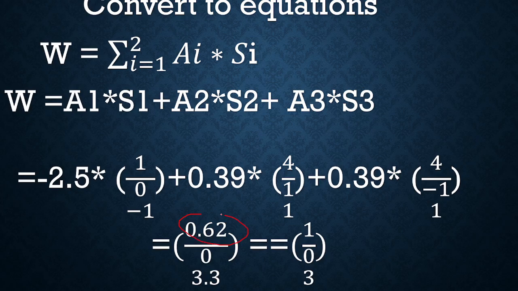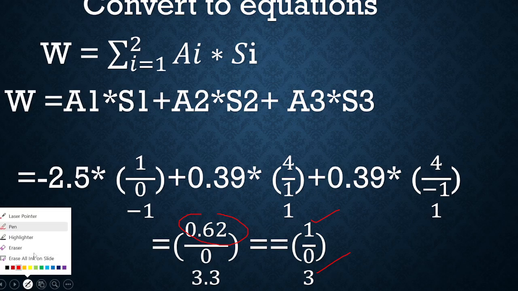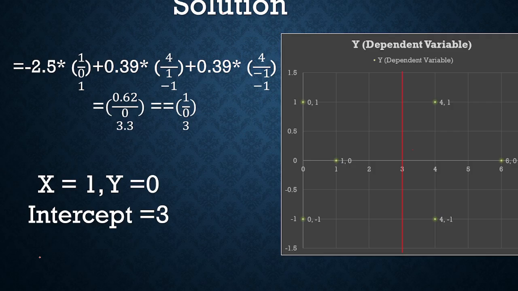So 0.62 can be written as 1. If it is less than 0.5, you have to make it 0. So 3.3 can be written as 3. So this is what we have to do for rounding off. Then we have to construct the plane. So you got the values as 1, 0, 3.